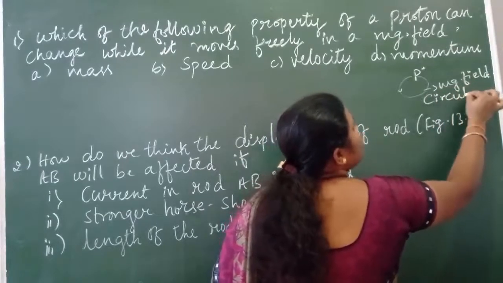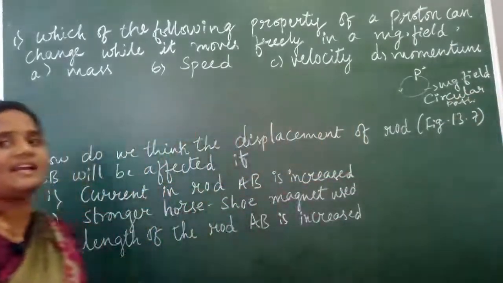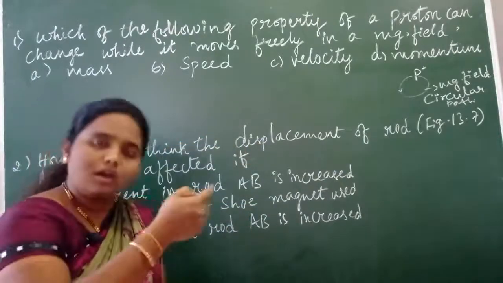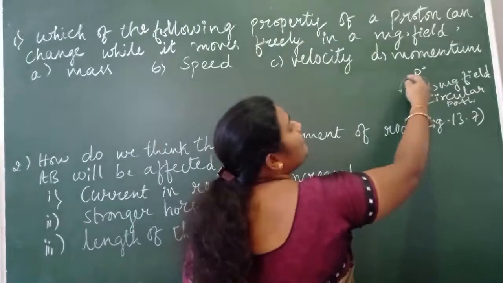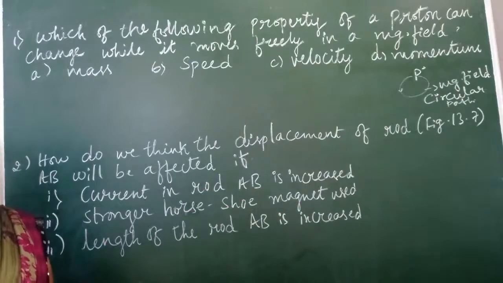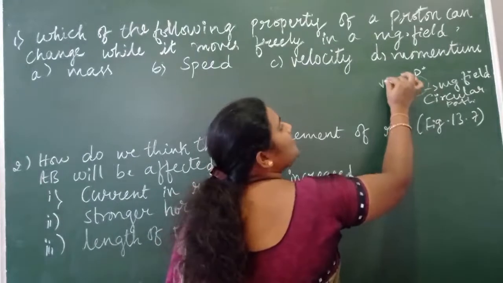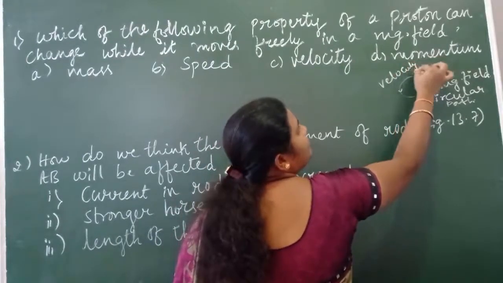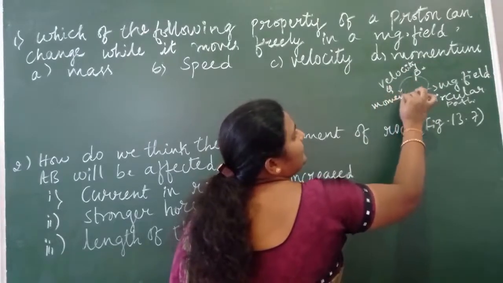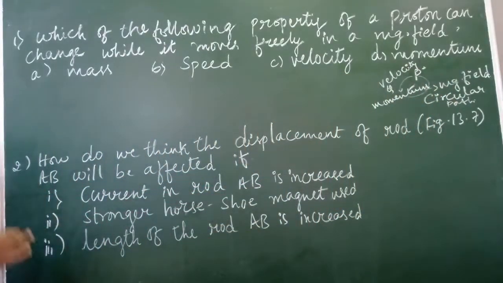It will attain some velocity and move in a circular path. In the magnetic field, how is a proton moving, children? In a circular path. Means along the magnetic field, the proton will start rotating, isn't it? When it is moving along a circular path, what happens to its velocity? Velocity also changes and momentum also changes, isn't it, children? So the options here are both C and D.